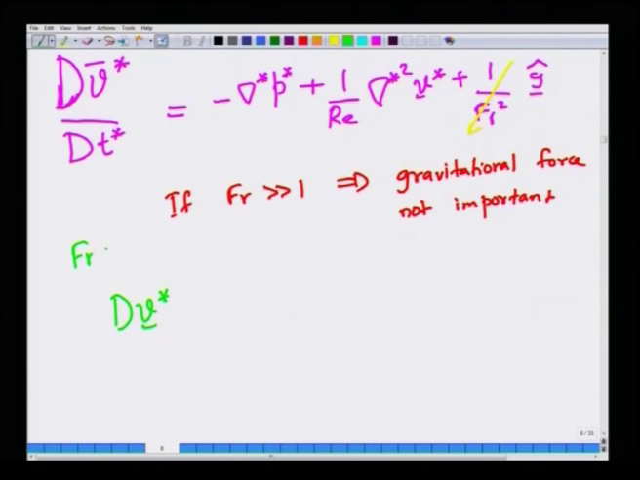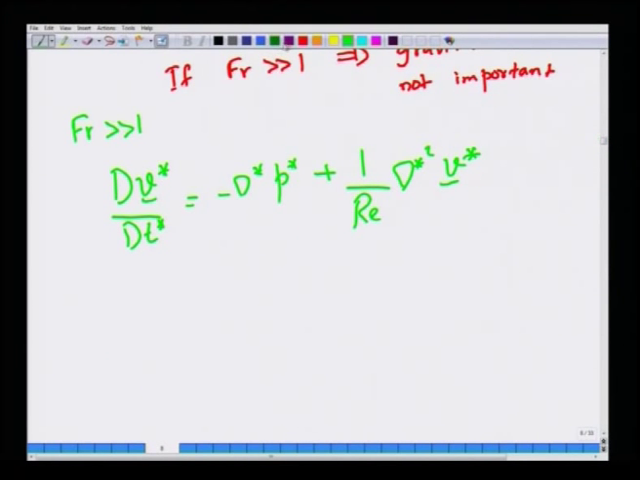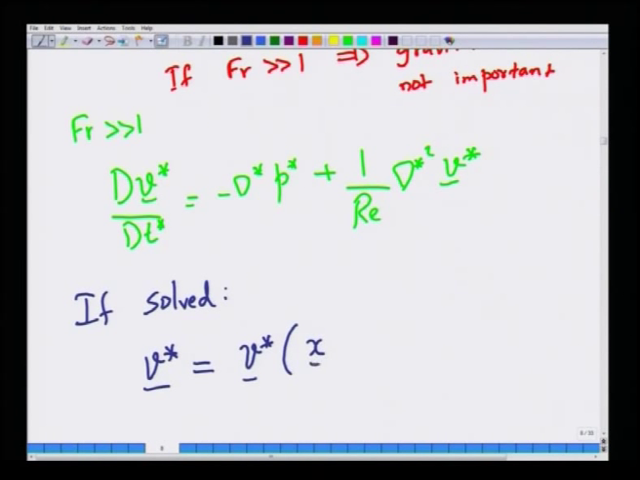for Froude large compared to 1, minus del star p star plus 1 over Reynolds times del star squared v star. So, if you solve this, then the non-dimensional velocity field will be a function only of the non-dimensional position, the non-dimensional time and the Reynolds number.